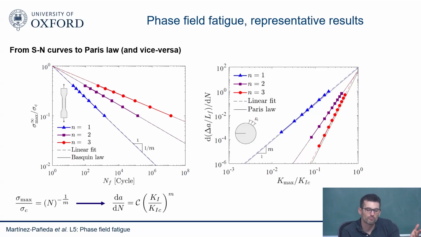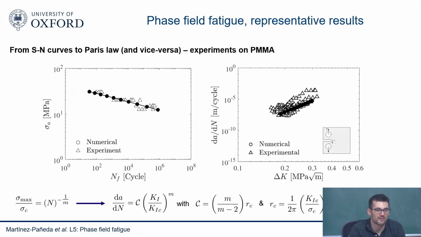You could think both must be connected because both tell you how a material degrades when you have cyclic loading. But they had not been connected, and we can see that this is the case with our model. We run simulations for different values of this n coefficient, and we get different slopes when we run the Paris law. So somehow there's a relationship between the slope of the SN curve and the slope of the Paris law. And we can show that this is not only qualitative, but also quantitative.